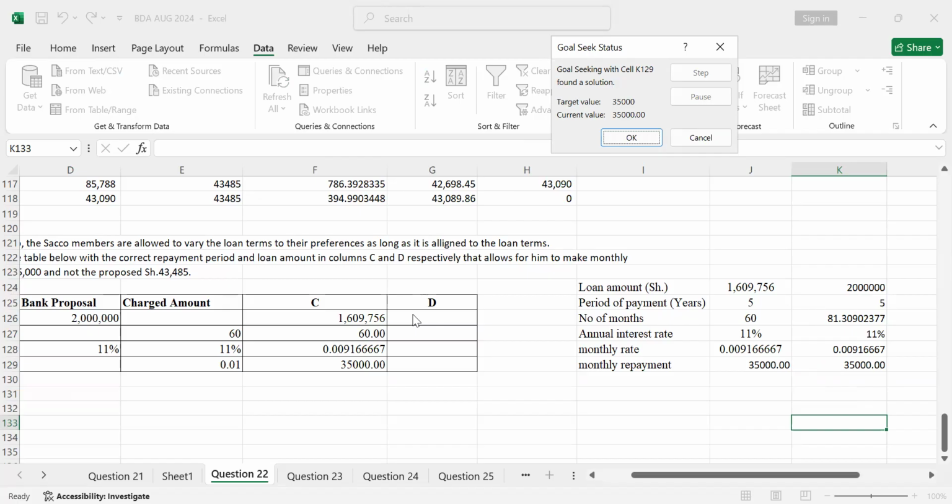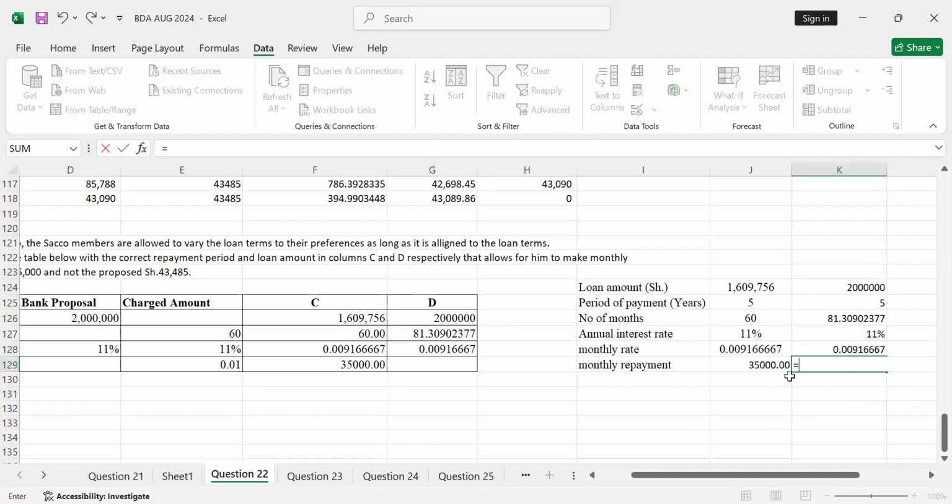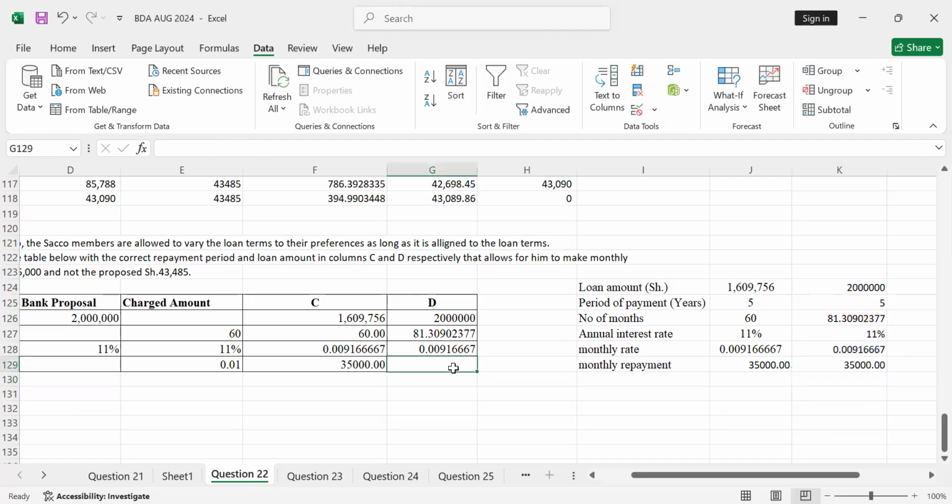81.33 days. So you just have the same amount here, which is equals 2 million. Here it will now be 81 days. The interest rate is not changing. And then it will pay 35,000, so enter equals 35.